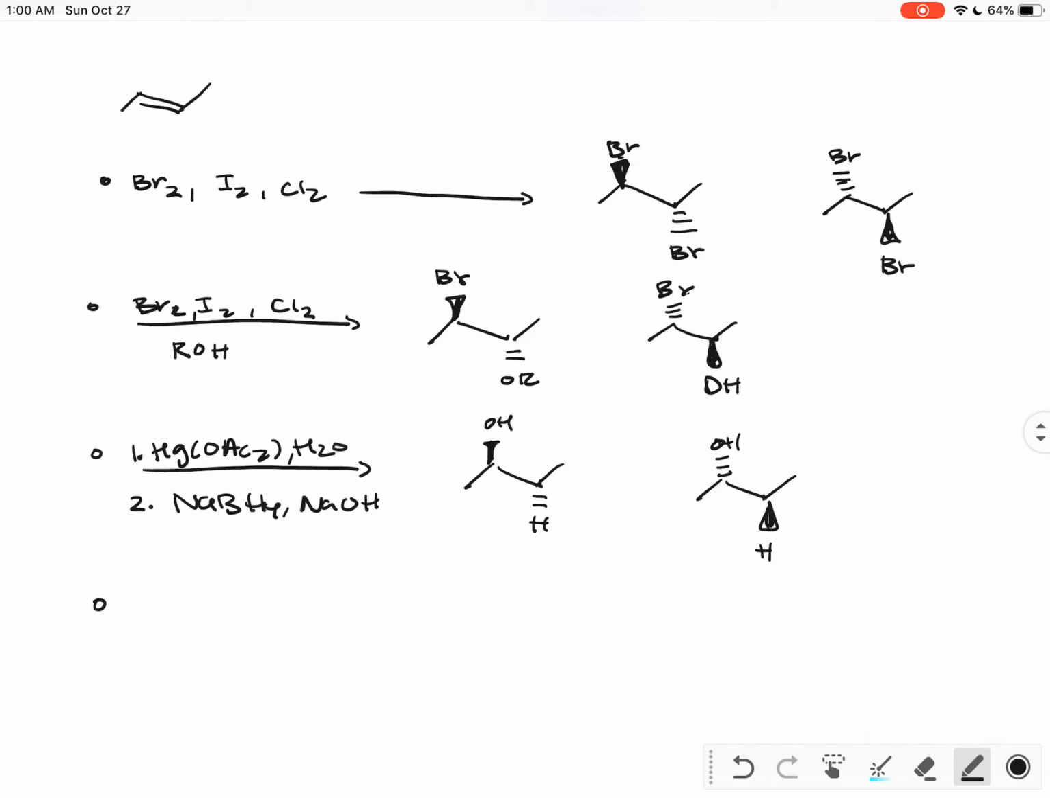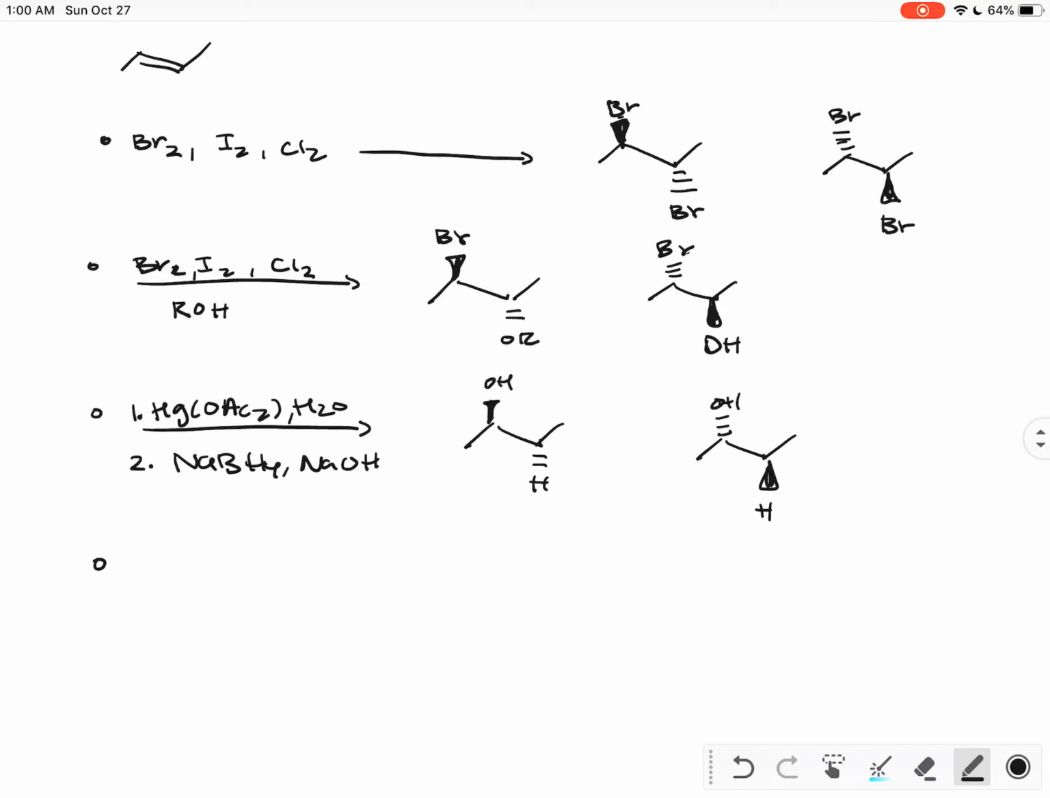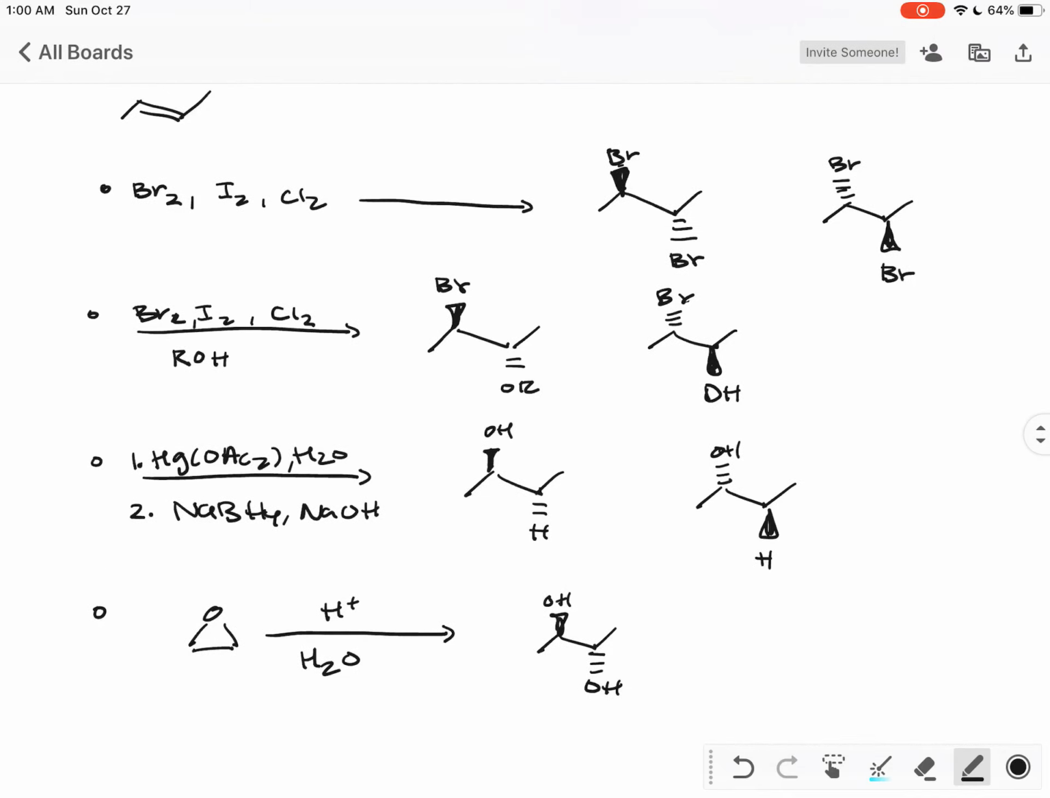And the last thing that we're going to go over that has a ring intermediate is an epoxide. And we can react this epoxide with, let's just do H plus and H2O. And we'll get 2 anti-OHs. If you haven't learned the epoxide ring opening reaction yet, don't worry about it.